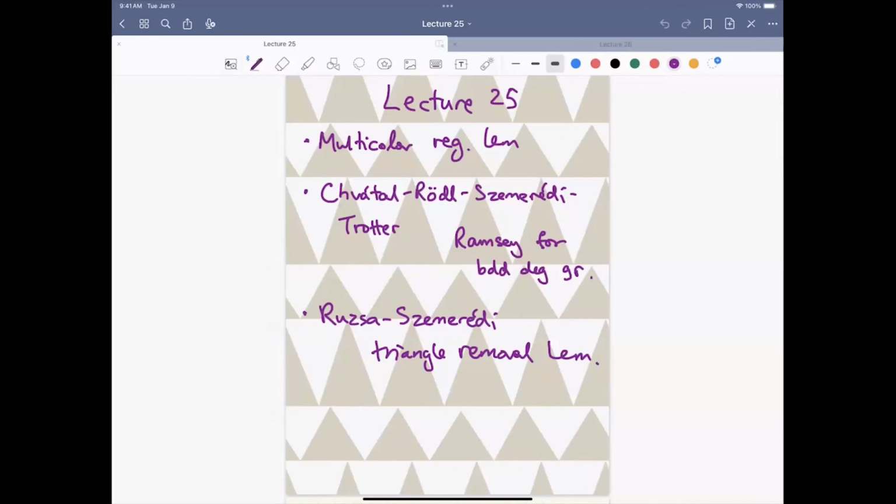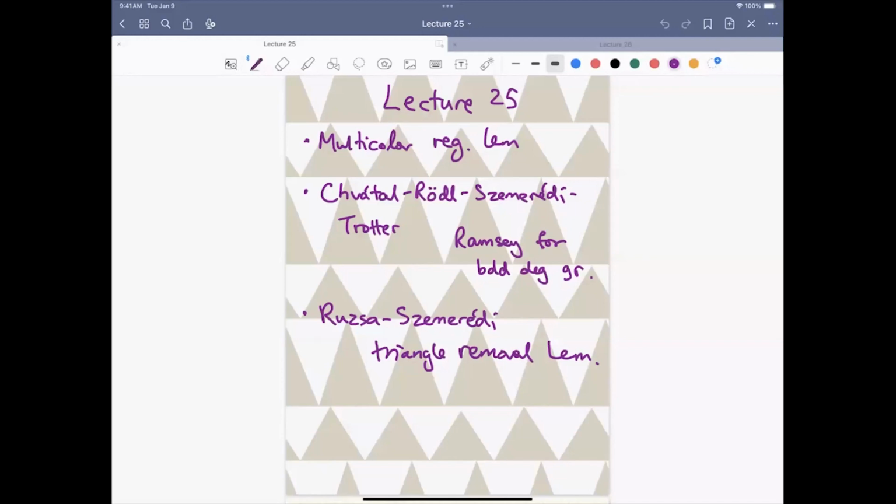So last time we saw an application of the regularity lemma, the multicolor version, in graph Ramsey theory. This is a theorem by Chvátal, Rödl, Szemerédi, and Trotter, saying that the Ramsey number for graphs with bounded degree is linear in the order of the graph, rather than exponential as in the complete graph case.